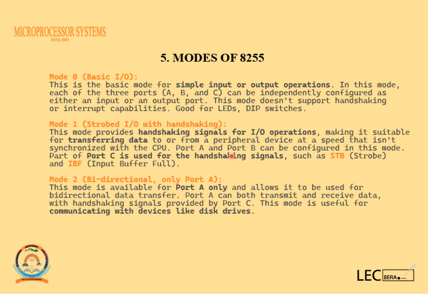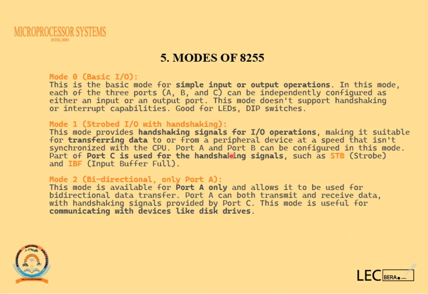So we are seeing in this mode, which is mode 1, we can use the 8255 to exchange data between input-output devices and our CPU. But the speed is not going to be synchronized. Port C cannot be used to transfer data, only port A and port B. Here port C can be used for handshaking signals, and you've seen how that is done.